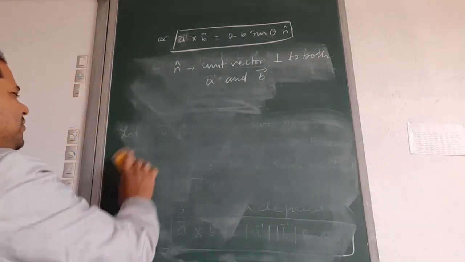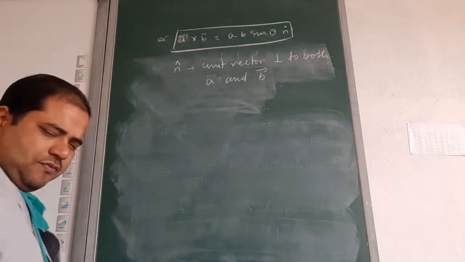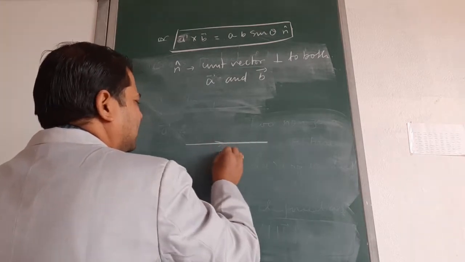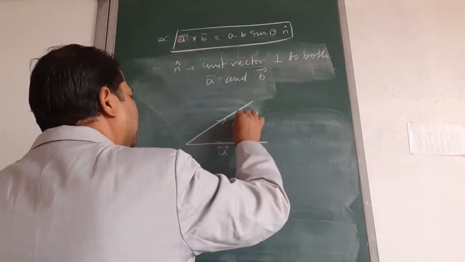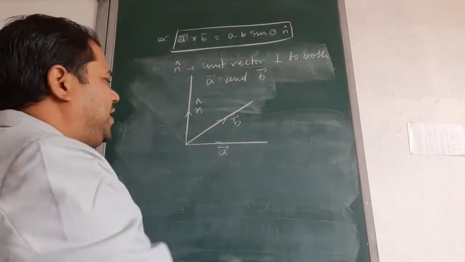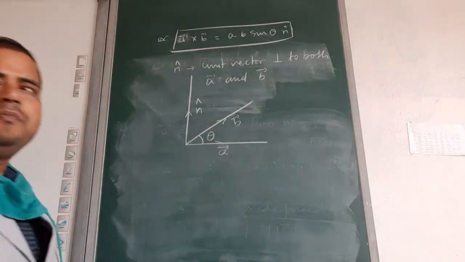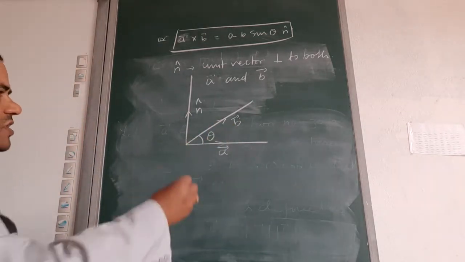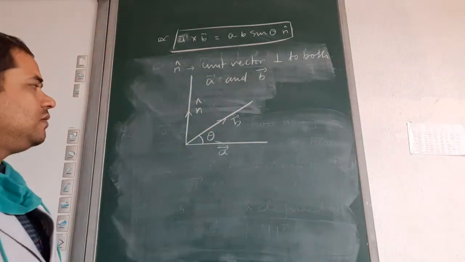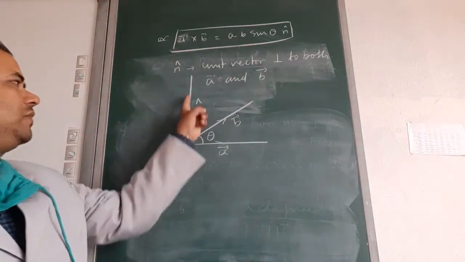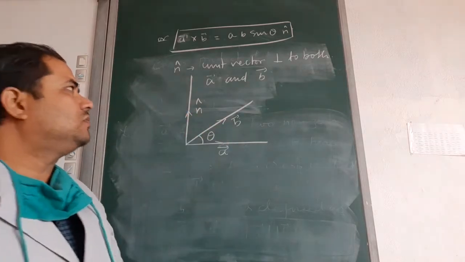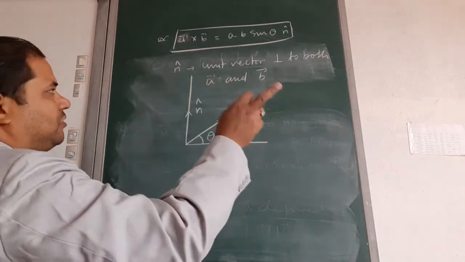That means if you draw vectors A and B, then what is the direction of n cap? Suppose this is vector A and this is vector B. Then this one is the unit vector perpendicular to both A and B. Always remember this. The direction is not this; actually, this is the direction. But this is a two-dimensional plane, that's why I am drawing like this. So n cap is the unit vector perpendicular to both A and B.